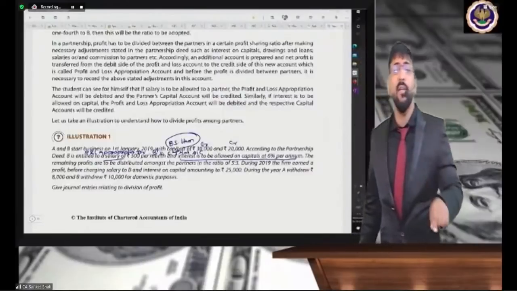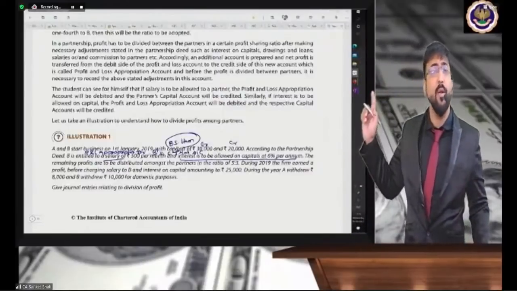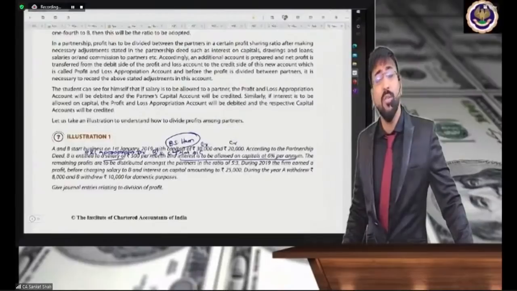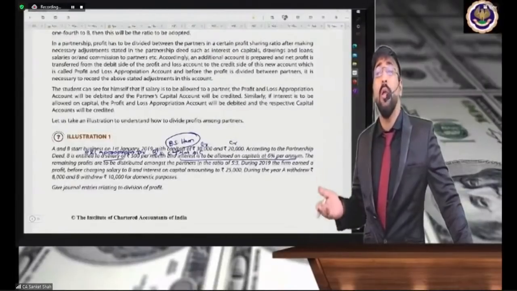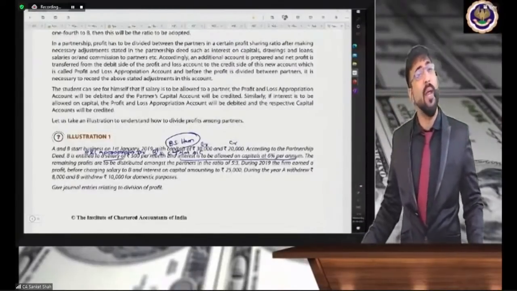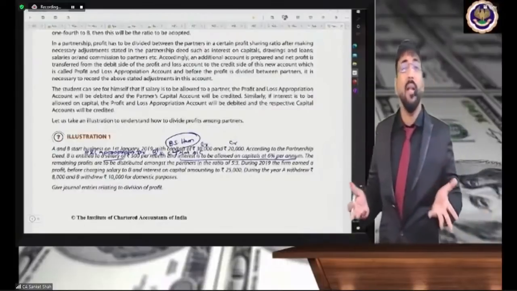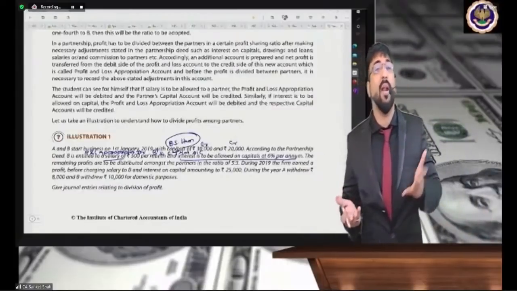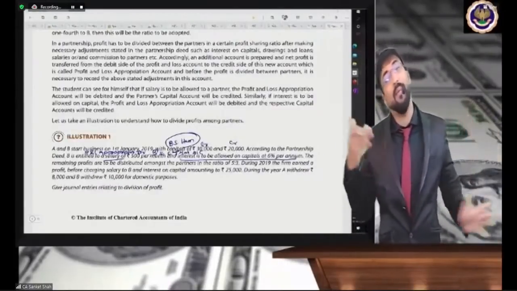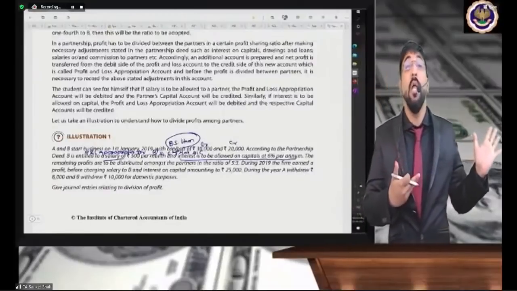Suppose you think this is a mandatory expense, you can give debit to profit and loss account. But if you think no, sir, this is not mandatory, this is related to partner expenses, so we will give it P&L appropriation. Ultimately, P&L appropriation will be transferred to partners capital account, and P&L balance is also going to transfer to partners capital account.